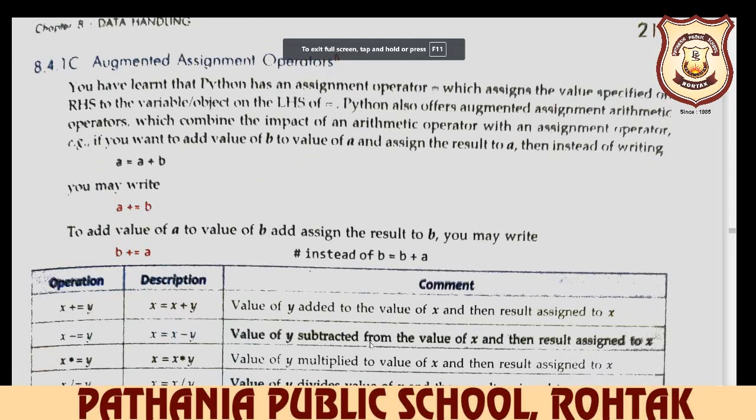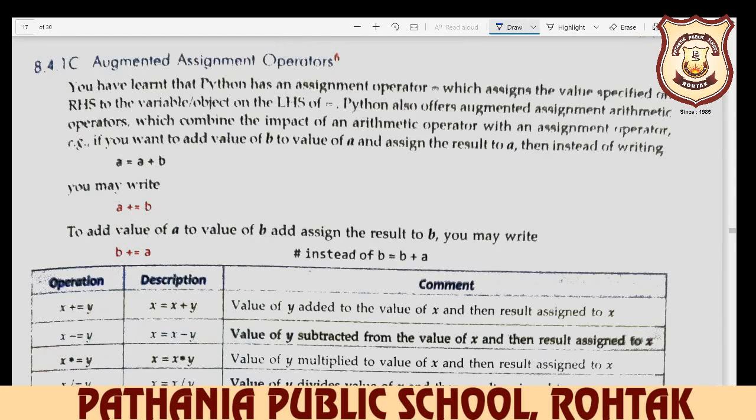But in the last video, we learned about operators, and in operators, we learned arithmetic operators. Now today, we start augmented assignment operators.